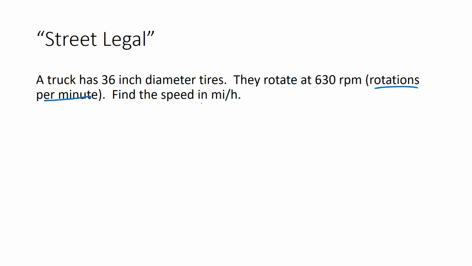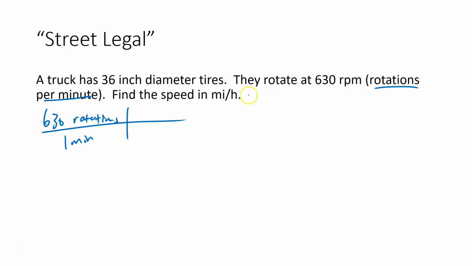Now, the first time you see this, it could seem kind of daunting, but it's really not that bad. So you have 630 rotations per minute. I'll write that as rotations per minute. So 630 rotations in 1 minute. We're going to change to miles per hour. So we're going to think about dealing with these as 2 separate entities. Let's deal with the minutes first. The minutes, I think, are easier to deal with. I don't want minutes at the end. I want hours.